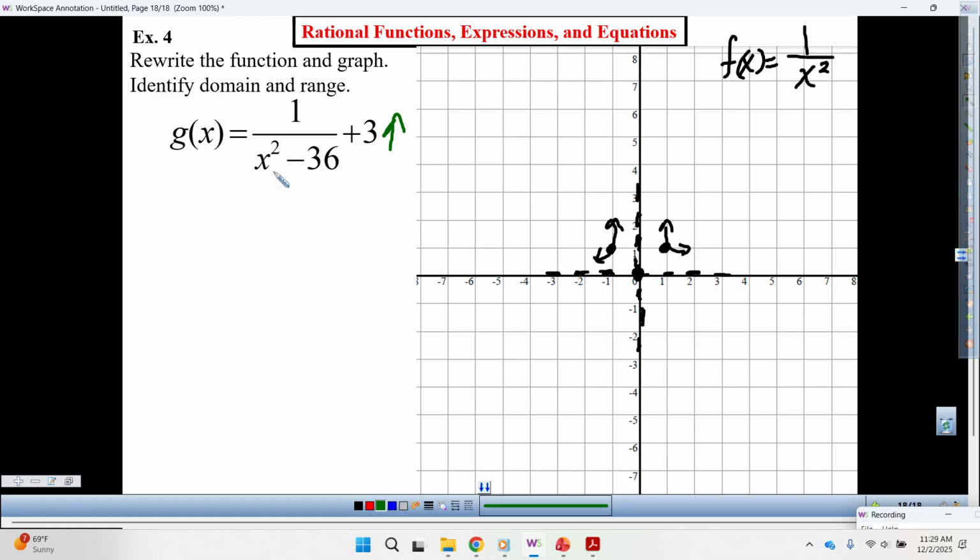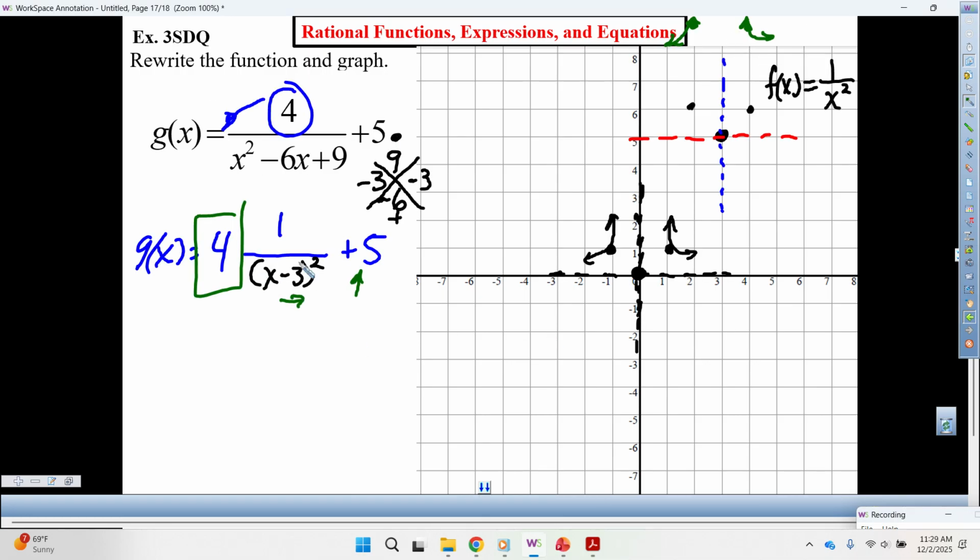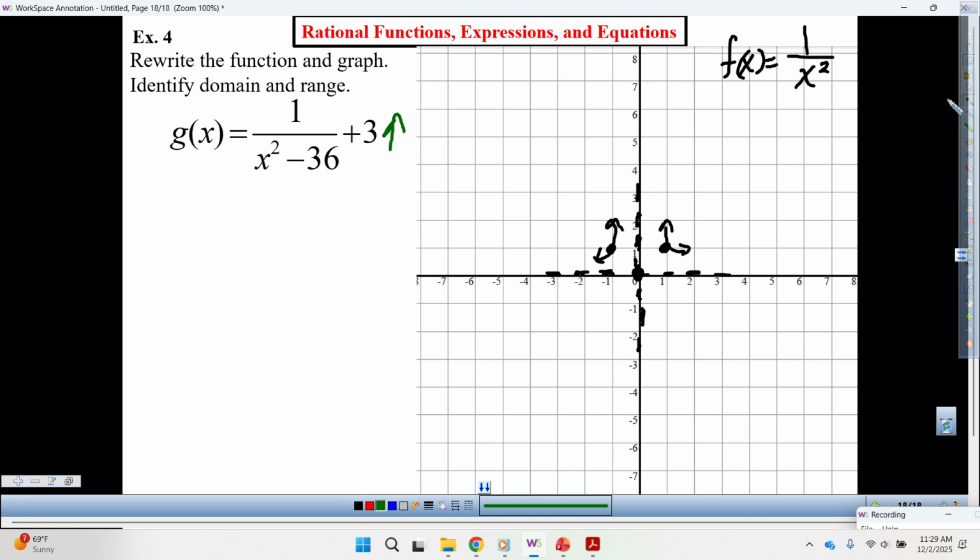However, look up. This is not going to go 36 to the right. You're like, why not, Mr. Q? Because it's not in parentheses form, factored form. Look at the previous one. Wasn't this in parentheses? Inside the parentheses, we have the x minus 3. That's where we were able to move it to the right. So what do we do with this kind? Take x squared minus 36 and set it equal to 0.